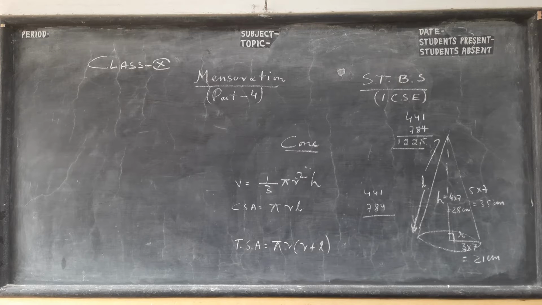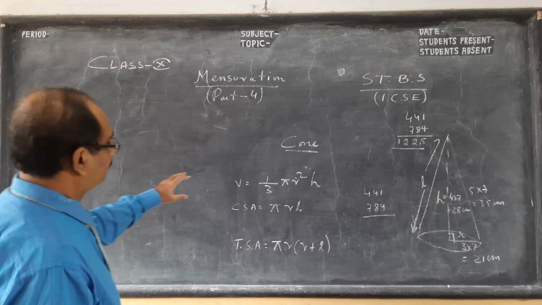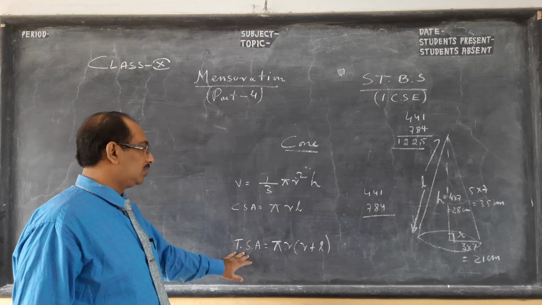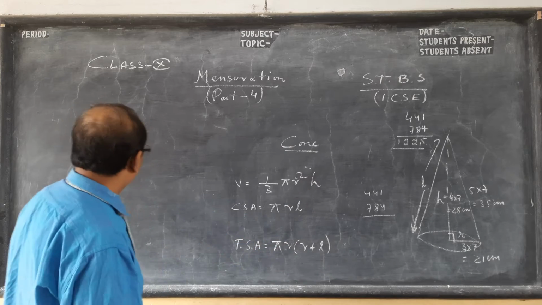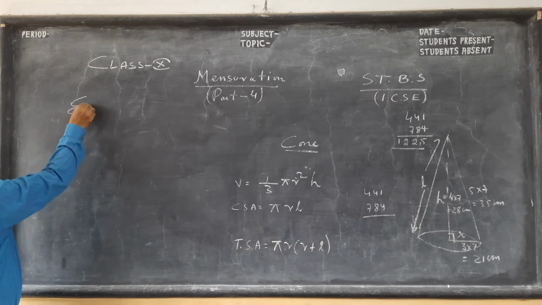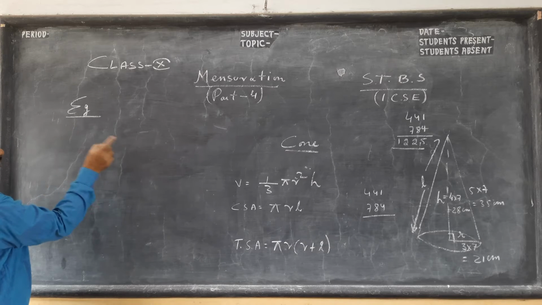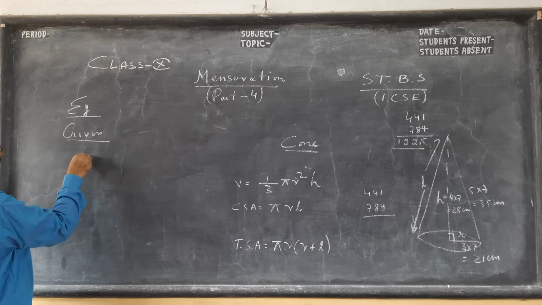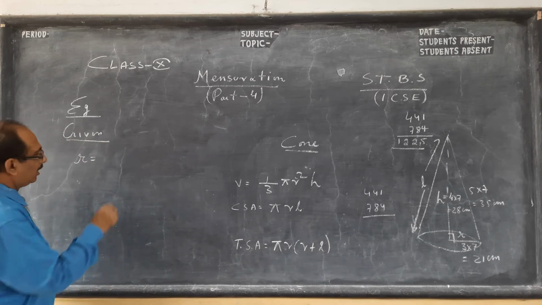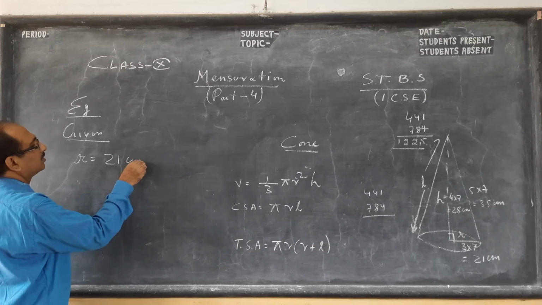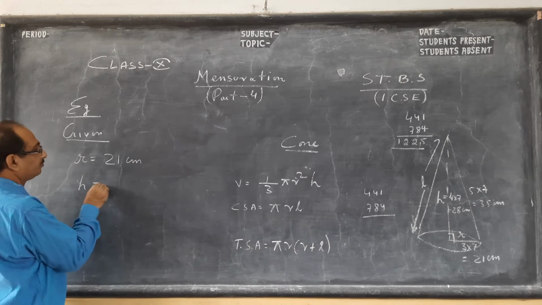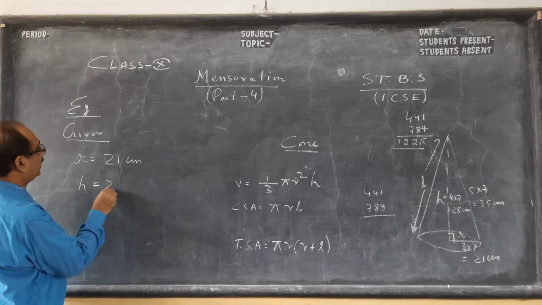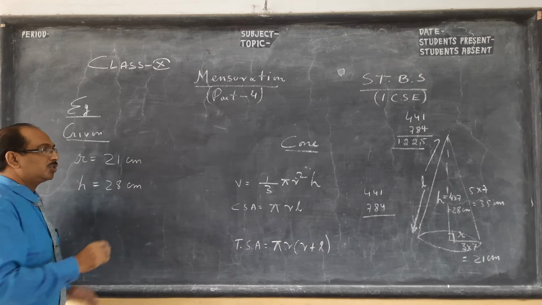So here we take one sum to see how we find the volume, curved surface area and total surface area of a cone. What is given, children? So this is my example. For a cone, what is given is radius of the base, purposely I have taken 21 centimeter. Height of the cone, if you see, is 28 centimeter. Why? I'll show you 2 things.